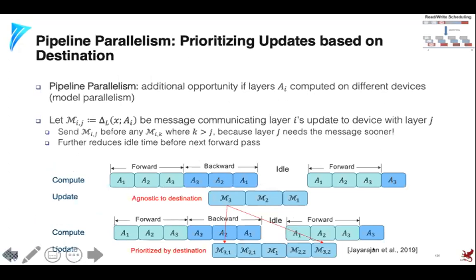You can even go further to prioritize updates based on destination. If the different layers are partitioned across different machines, you can send messages that would be needed by the machines on the earlier layers of the forward pass first. In doing so, you probably end up creating more messages. But the whole point is to use the network bandwidth as effectively as possible so that no computing device is waiting. If that means sending more messages, well, you have the bandwidth for that, all the more power to the system.